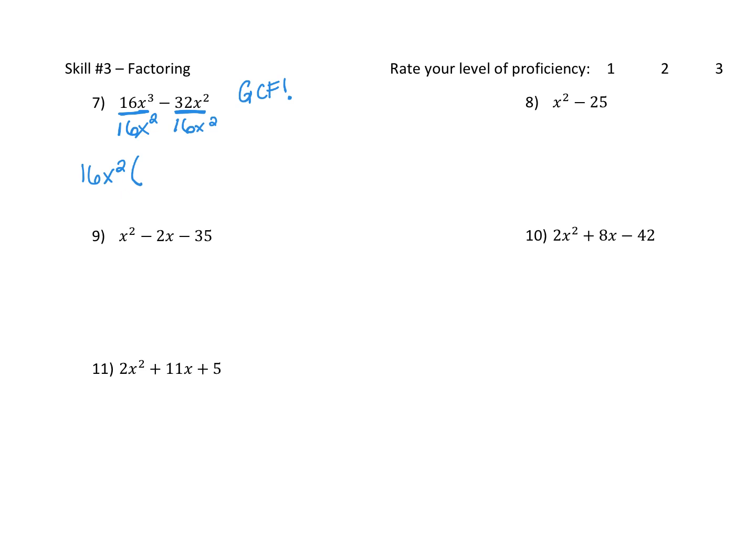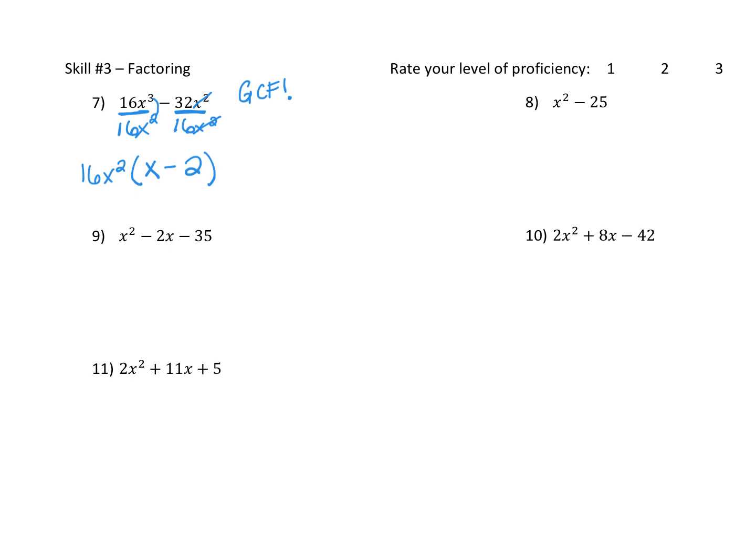After that, I'm going to be left with just an x when I divide 16x to the third divided by 16x squared, because you subtract 3 minus 2 to get just x to the first, which would just be x. Then 32 divided by 16 is 2, and my x squared would divide by x squared. So this would be my fully factored form.